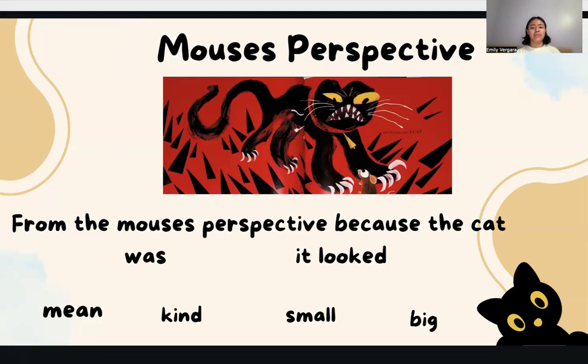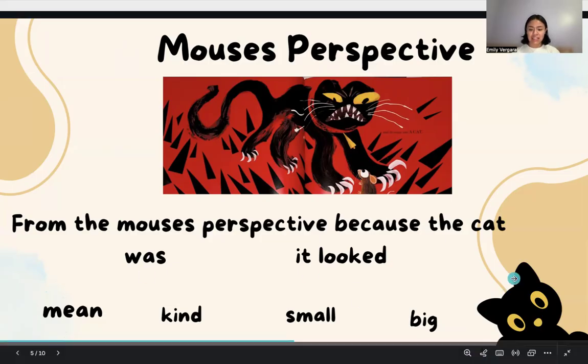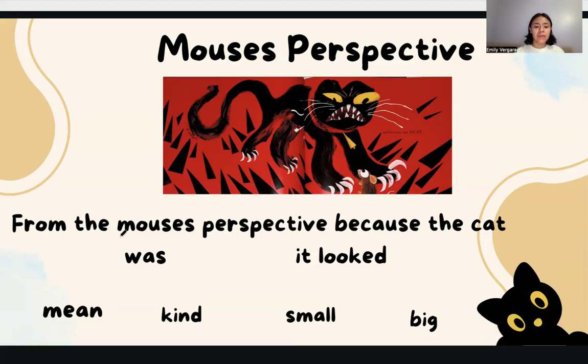From the mouse's perspective, because the cat was big, it looked mean. This sentence is correct because of the picture that we have and what we're seeing in our picture. So I'm going to write, from the mouse's perspective, because the cat was big, it looked mean.